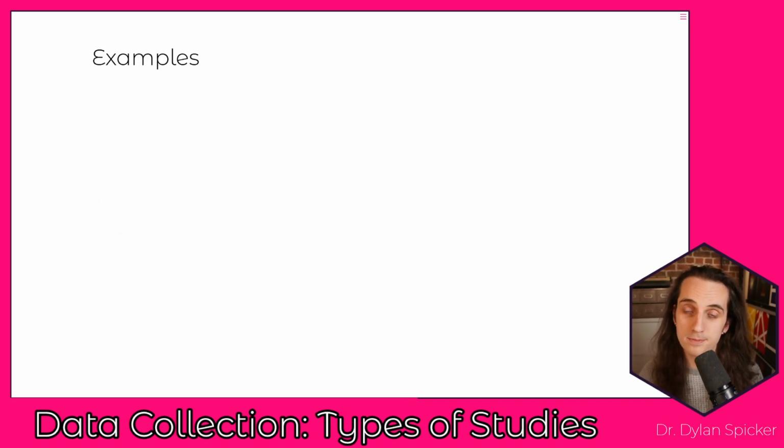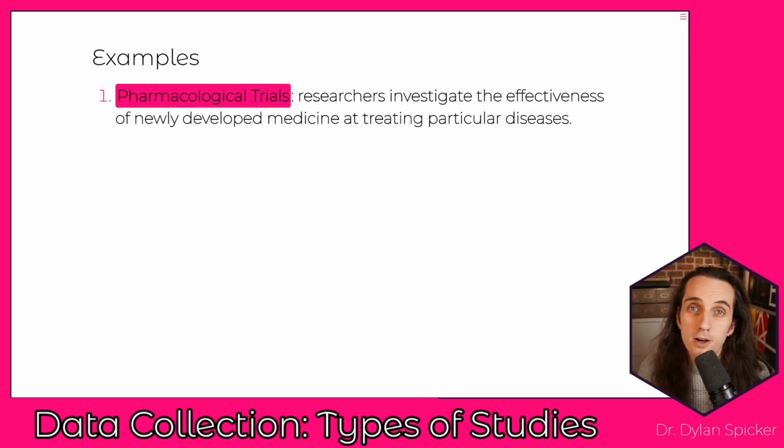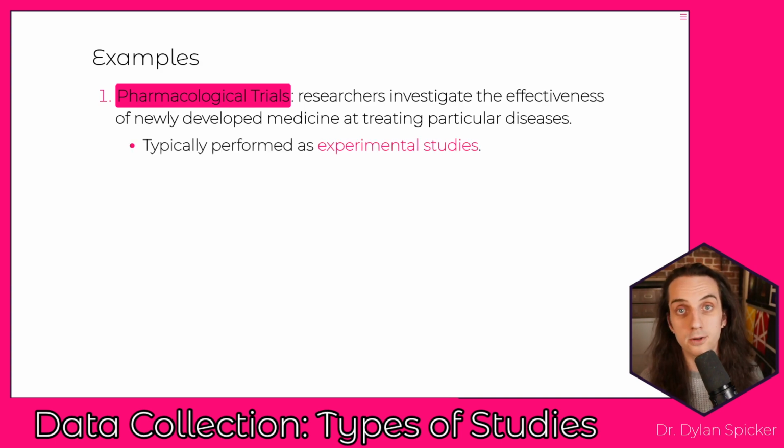So let's work through some examples here to make sure that this is all clear. If we're thinking about, say, a pharmacological trial, right? So a drug trial. Researchers are trying to investigate the effectiveness of a newly developed medicine at treating some particular disease. We're trying to identify, is this observational or is this experimental? Generally speaking, these are going to be experimental studies, right? The researcher is actually going to choose who gets which drug in this trial. Because they're choosing who gets the specific drugs, they're influencing the outcomes that we're observing here. So these are typically going to be performed as experimental studies.